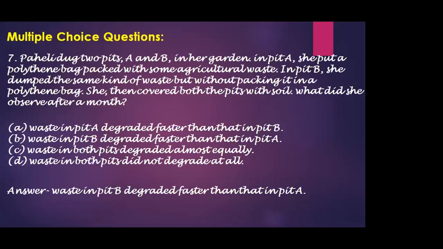A. Waste in pit A degraded faster than that in pit B. B. Waste in pit B degraded faster than that in pit A. C. Waste in both the pits degraded almost equally. D. Waste in both pits did not degrade at all. Here, the correct answer is B, waste in pit B degraded faster than that in pit A.